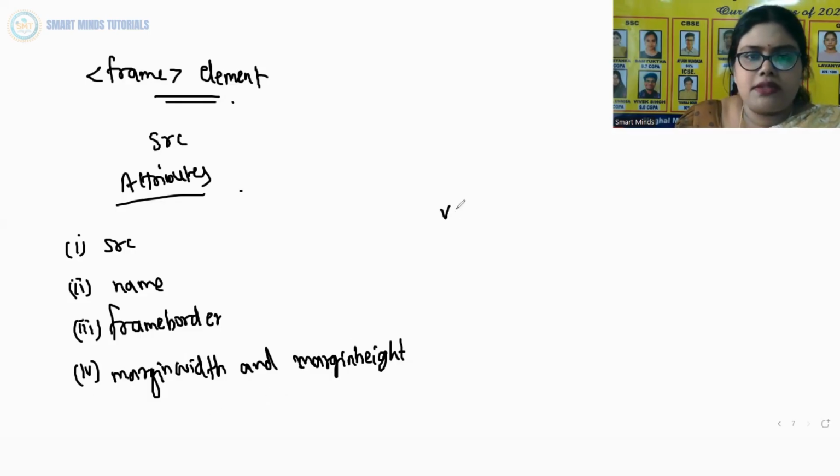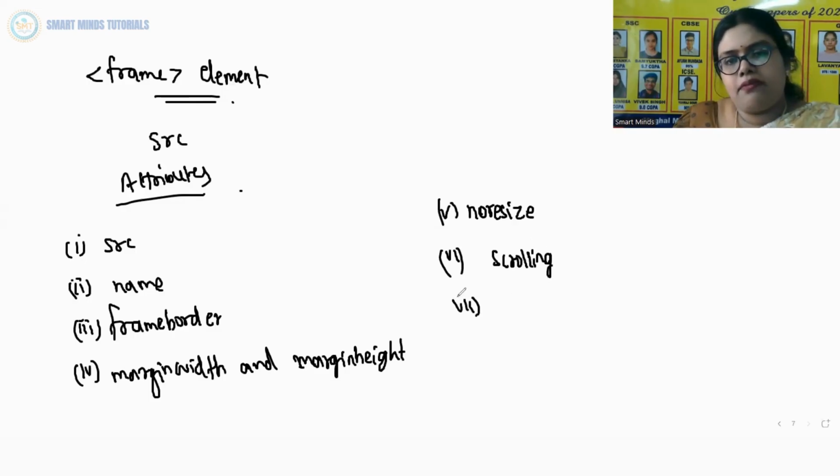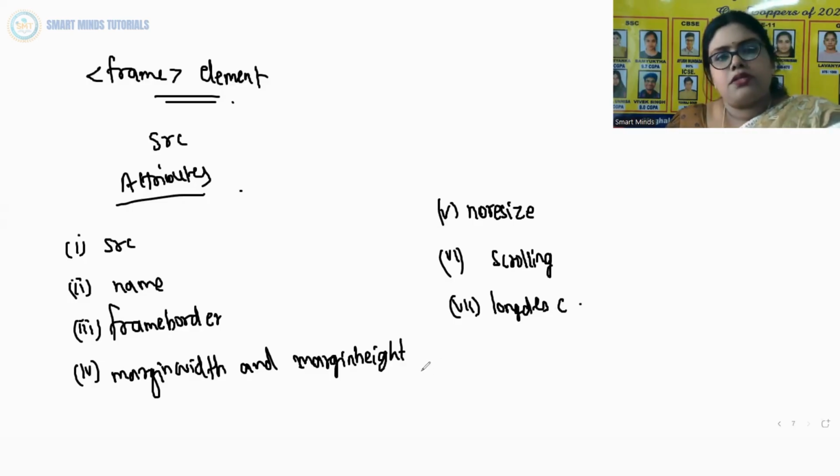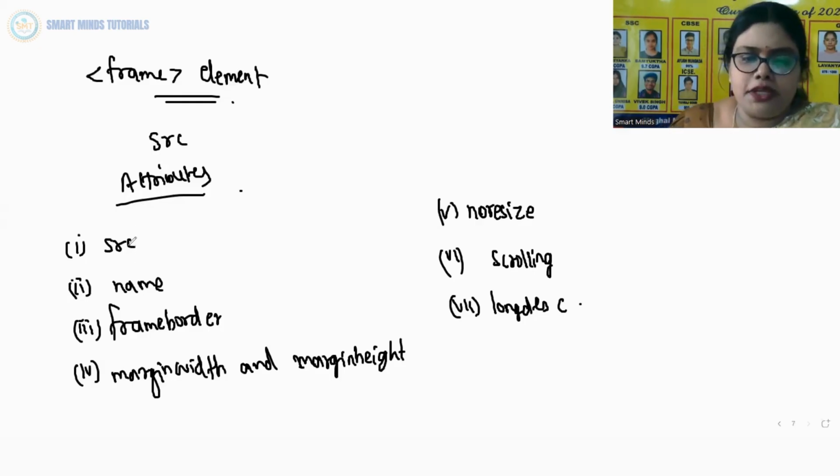Number 5 is no resize attribute. Number 6 is scrolling attribute. Number 7 is longdesc attribute. So these are the different attributes of frame element. So first let us understand one after the other.